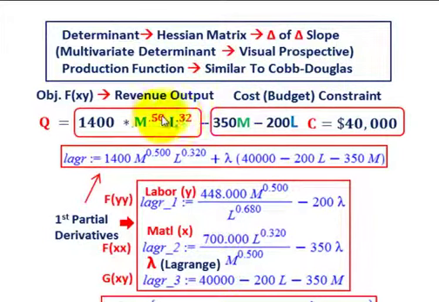Okay, so the production function we're going to be working with here is we're going to have some revenue output here, $1,400 unit price of the product we're selling times some material and labor inputs raised to some exponential amounts, and then we'd be subtracting from that the cost or the budget constraint, and we'll have some material cost here, $350 per unit of material minus $200 per unit of labor, and then we add in our cost constraint here.